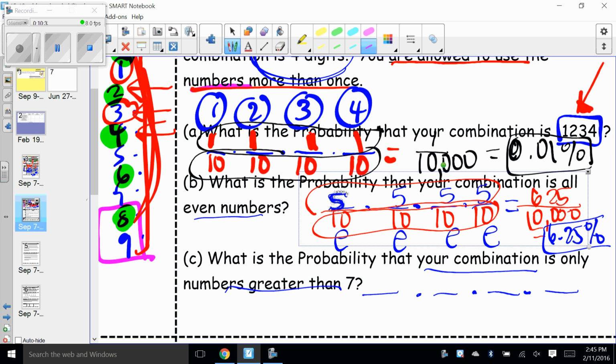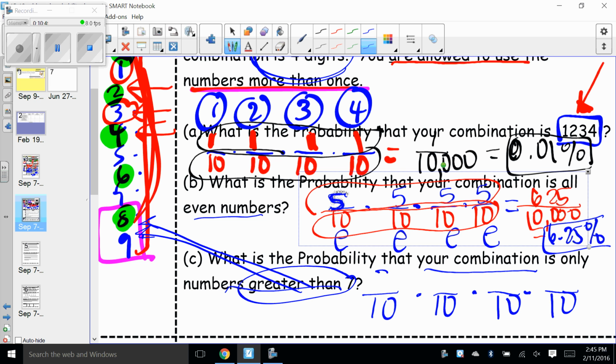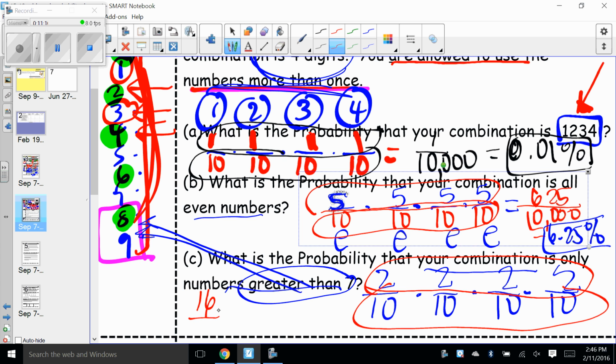It does say that I can use the numbers more than once. So each one of these, 10 things could possibly happen. I have 10 choices for each. For each one of those, I'm asking what's the probability that I get a number greater than 7. The chance that I get a number greater than 7 in the first digit is 2 out of 10. I get to use the digits more than once, so I could use those numbers again. What's the chance in the second digit? Another 2 out of 10. The third digit, another 2 out of 10. The fourth digit, another 2 out of 10. So multiplying those out, 2 times 2 times 2 times 2 gives me 16 over 10,000.